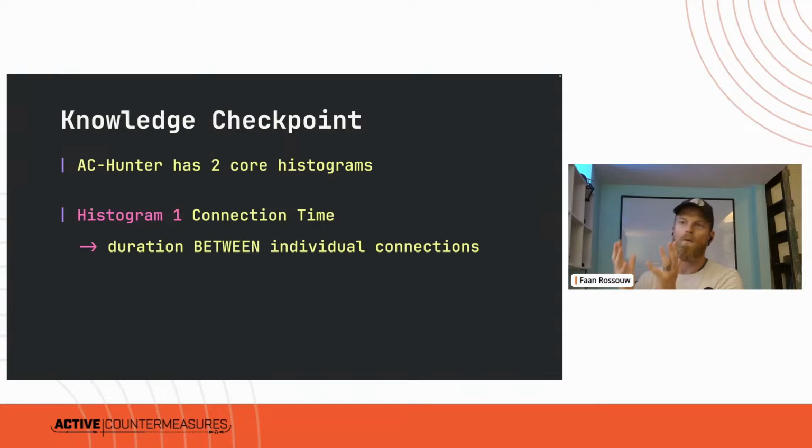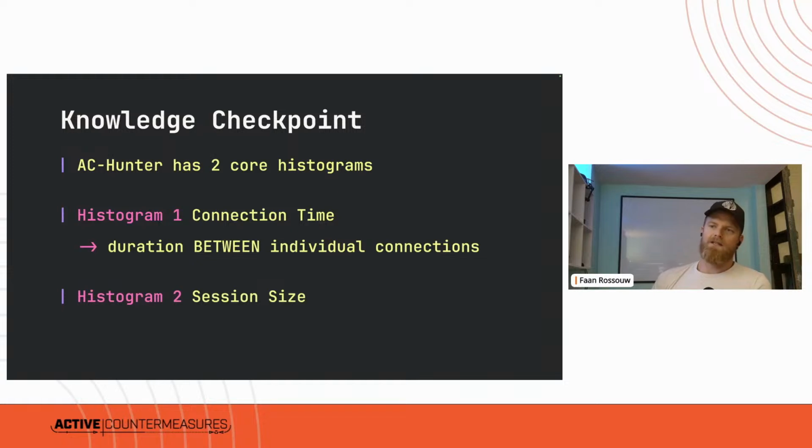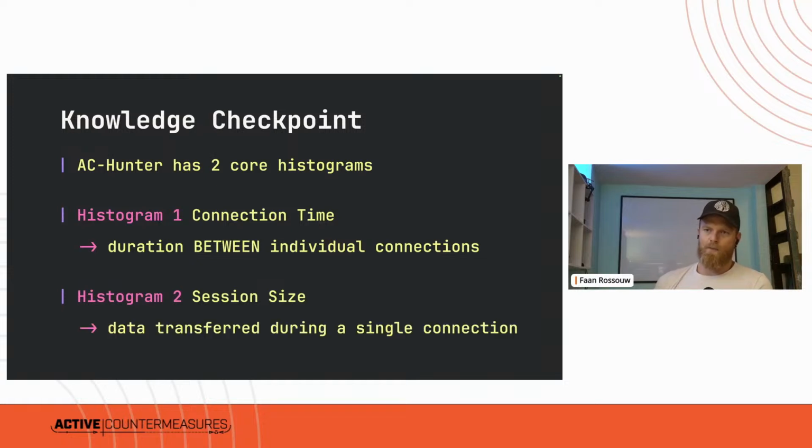And why is that? Well, we just saw what that represents: the sleep time, which is sleep plus jitter, right? Because what we are measuring with that histogram is sleep and jitter. That's literally what we're looking at there. And then histogram two, like I just said, is session size, and we're looking at the data transferred during a single connection.